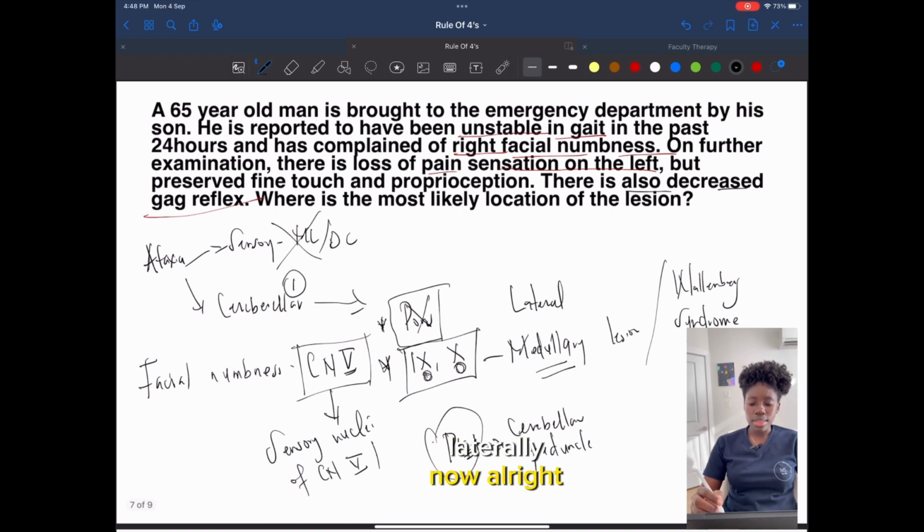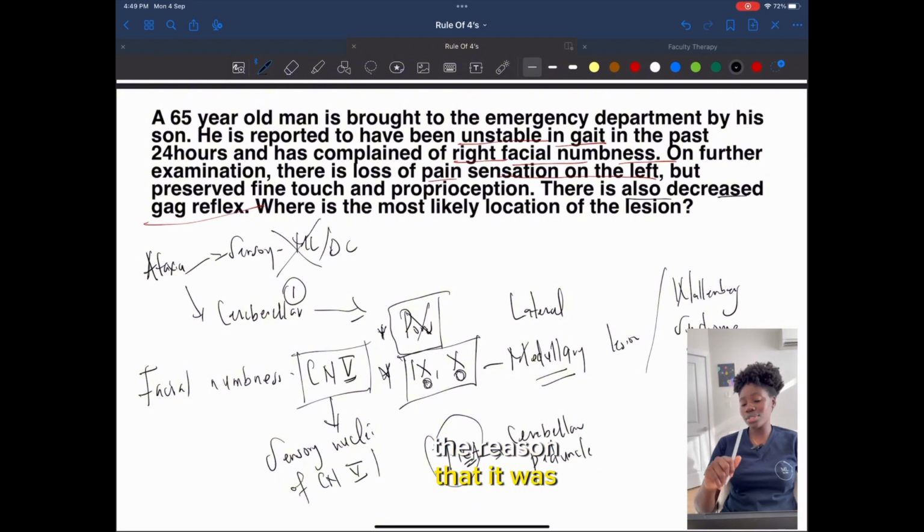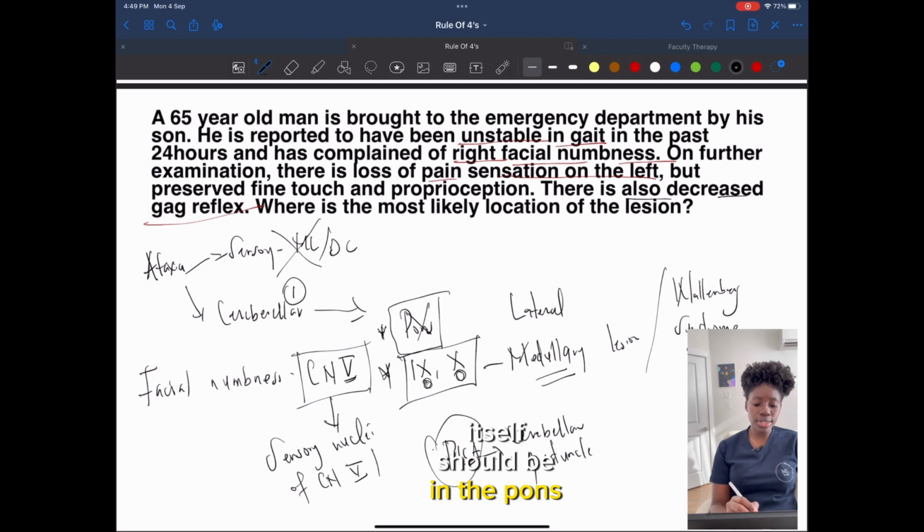All right. Now we said that there is also decreased gag reflex. Gag reflex is a function of cranial nerve 9 and 10, which are both located in the medulla. So we're on lateral and we're on medulla. The reason that it was not pons is that even though cranial nerve 5 itself should be in the pons, it says the sensory nuclei here. So we have a sensory nuclei and we have a motor nuclei. We're particularly talking about sensory nuclei here, and sensory nuclei is lateral. All right, medullary lesion. So that's one of the ways that you can isolate it.